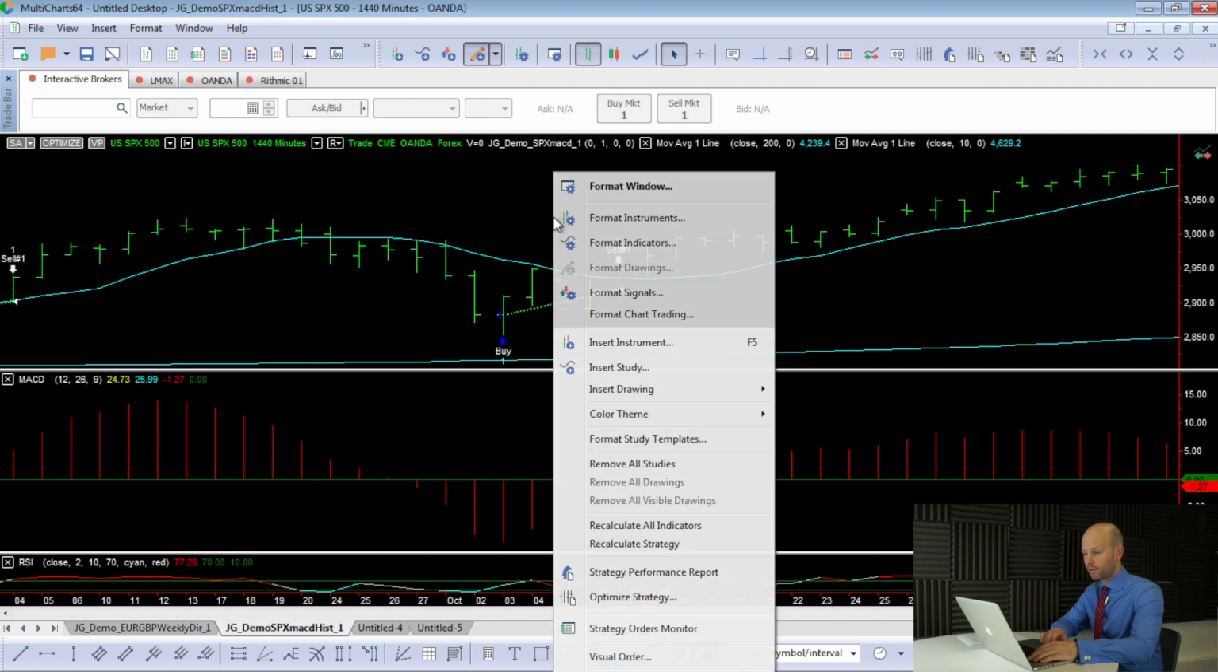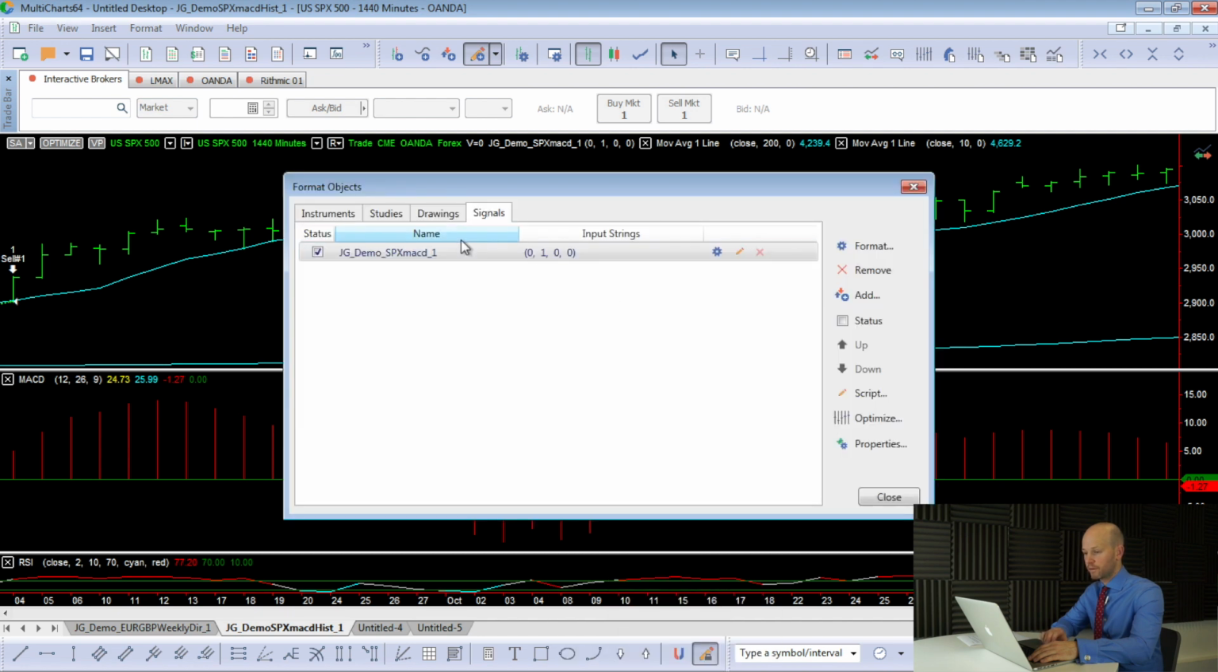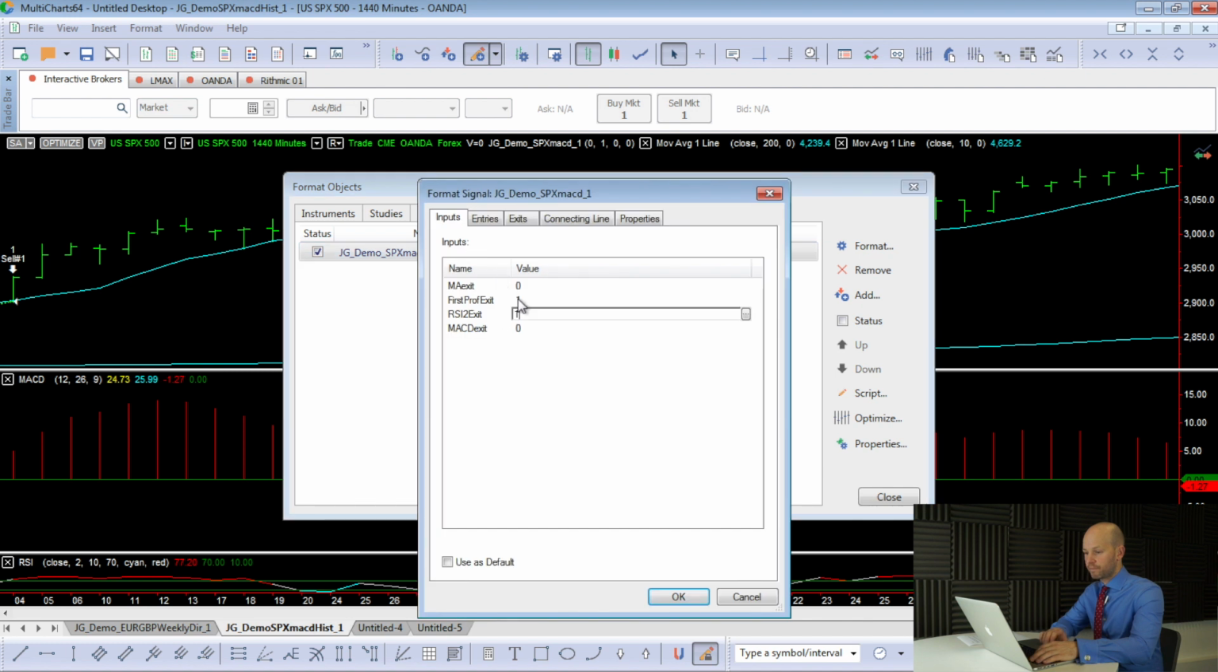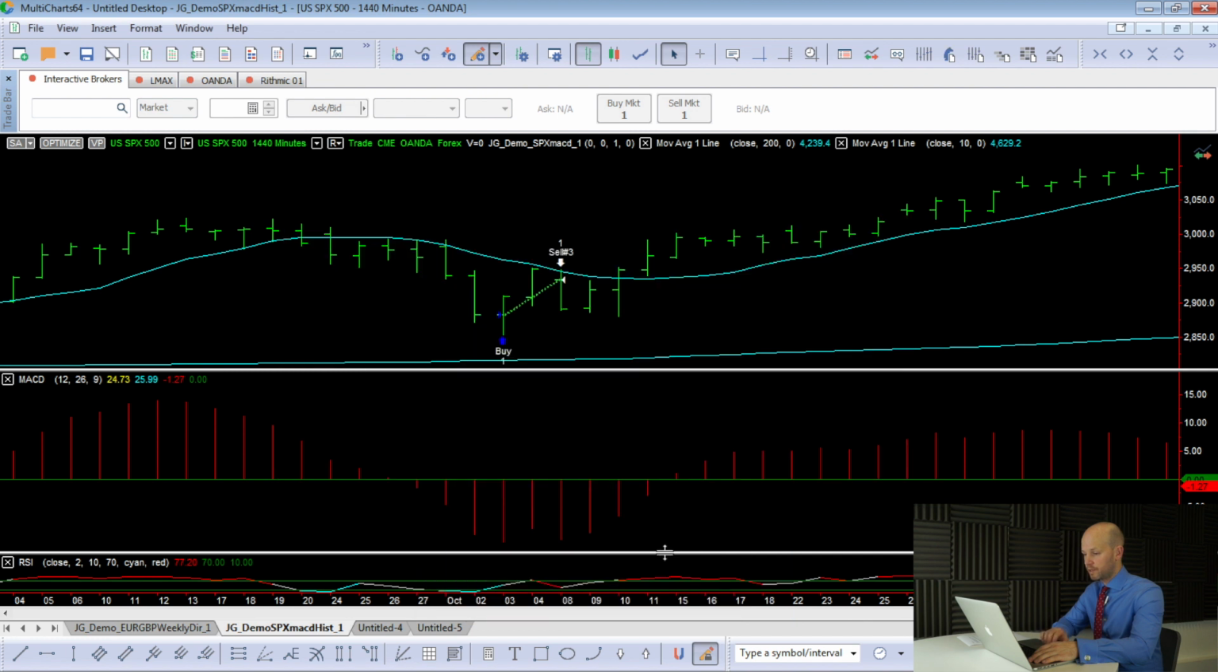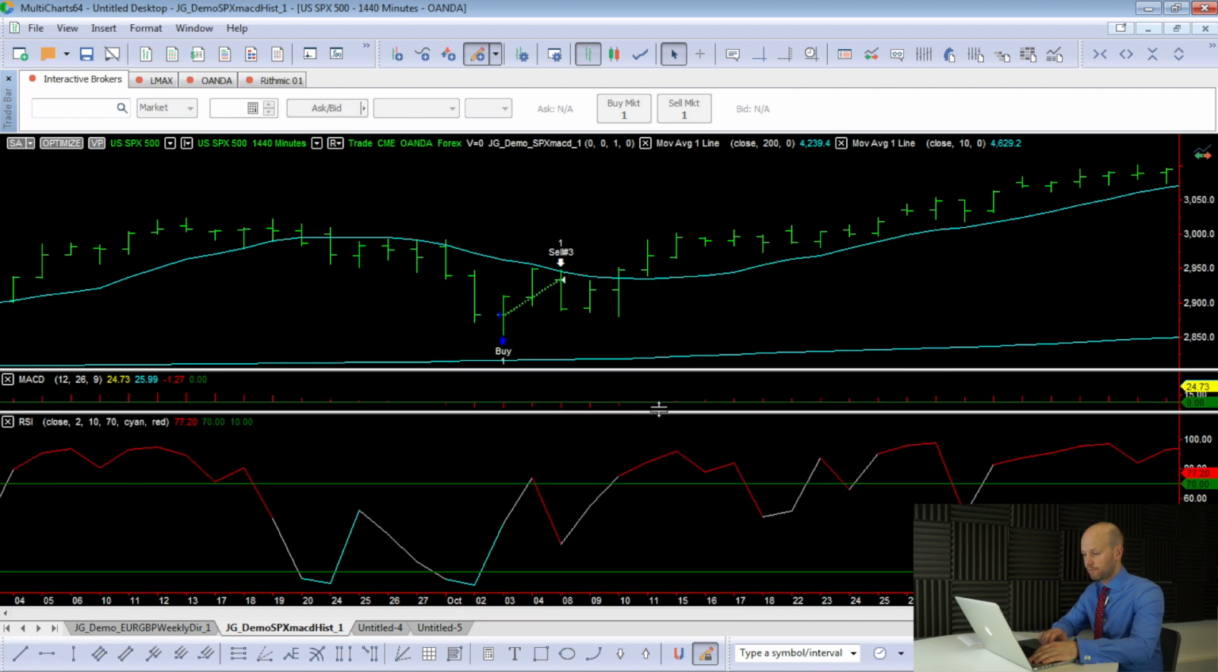Let's look at the third exit we've got for this. Now let's look at the RSI2 exit. So we've got our RSI2 indicator. I'll just bring this up. It's a 2 period RSI, and we're saying we want to exit when prices close above the 70 level.